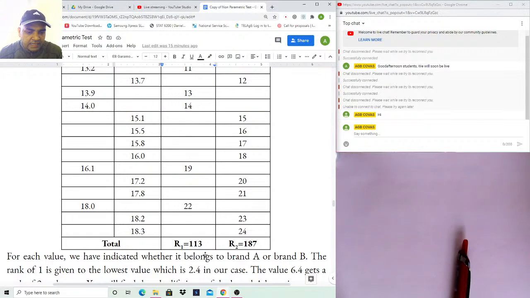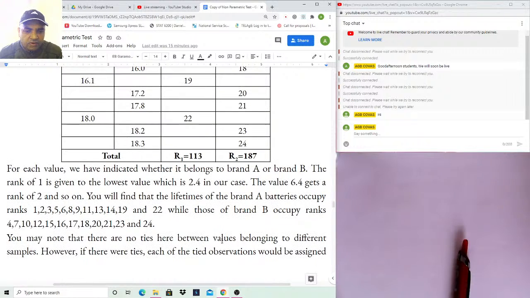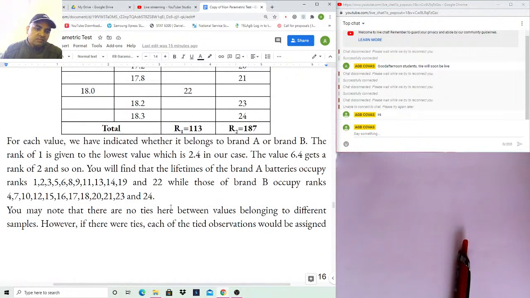So for brand A, the sum of the ranks came out to be 113, and for brand B the sum of the ranks came out to be 187. So for each value we have to indicate whether it belongs to brand A or brand B. Then rank 1 is given to the lowest value, which is 2.4 in our case. The value 6.4 gets rank 2, and so on.